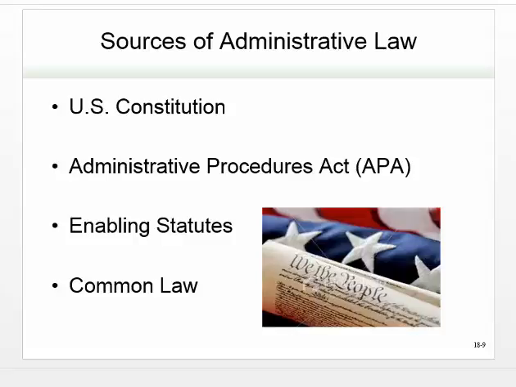The EPA passes laws. Those become administrative laws. And when they pass those rules and laws, they have to comply with the Administrative Procedures Act. Congress, under the Constitution, was given the power to write these enabling statutes that created the administrative agencies.